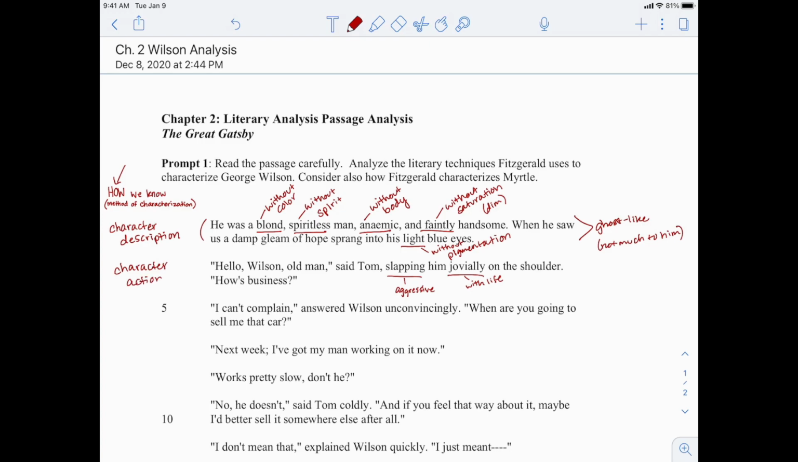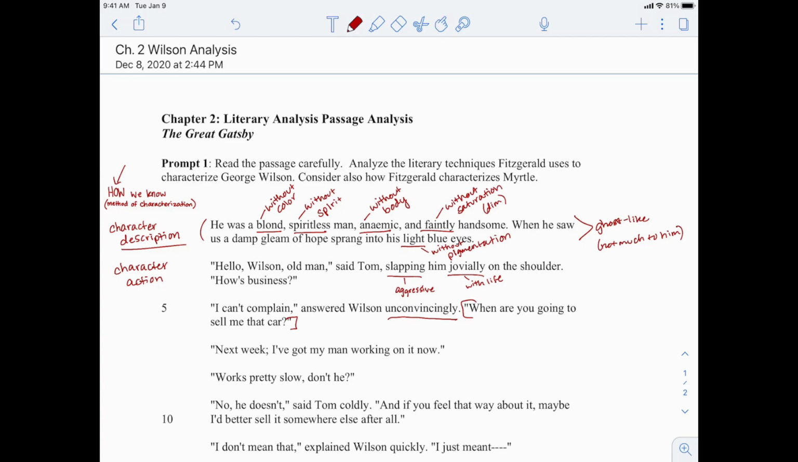Okay, so we know about Tom because of what he does, right? Whereas earlier we knew about Wilson because of how he was described. Okay, let's keep going. "I can't complain," answered Wilson unconvincingly. "When are you going to sell me that car?" Let's keep going for just a second.